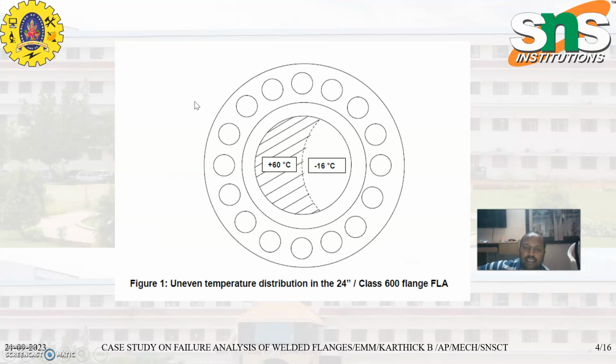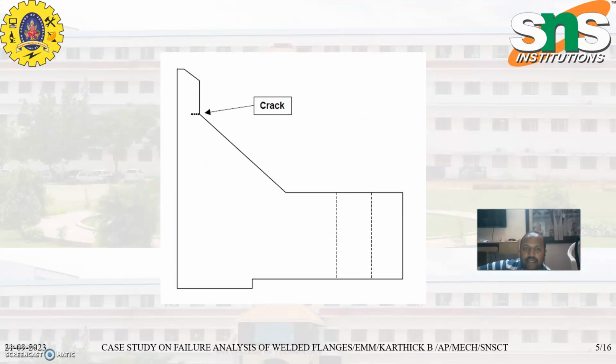We can see here the temperature distribution is uneven. One side it is minus 16 degrees Celsius and on the other side it is plus 60 degrees Celsius. So there is a vast difference of temperature, or in other ways, you can see it's an uneven distribution of heat in this whole flange. Here this is the crack that is formed in the flange area.